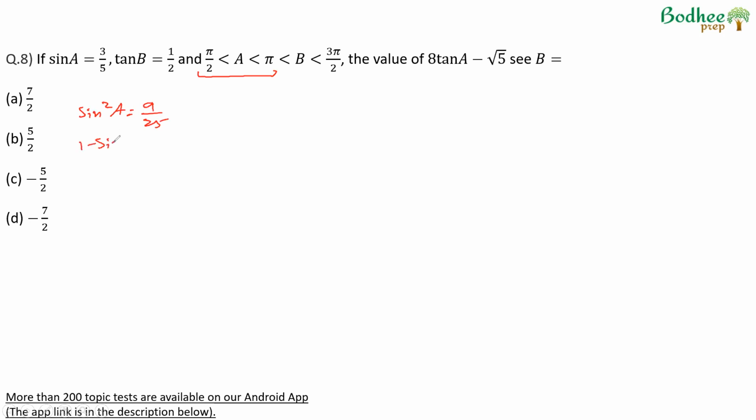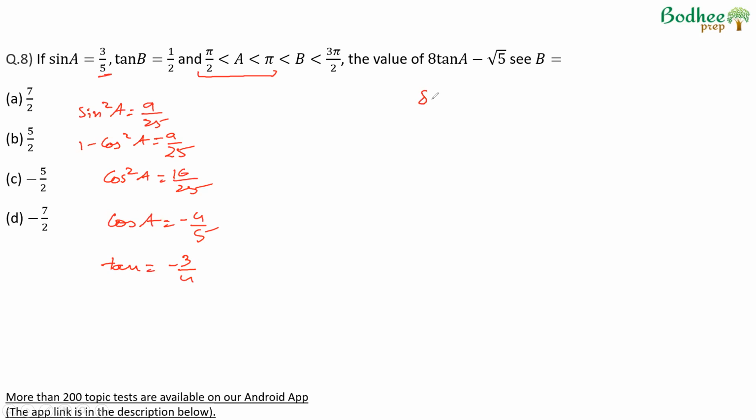Sine square A is 1 minus cos square A. So cos square A is equal to 1 minus 9 by 25, which is 16 by 25. And therefore, cos A is equal to the root of this, therefore minus 4 by 5, because A is in the second quadrant. Tan A is nothing but sin A upon cos A, therefore minus 3 by 4, that is 3 by 5 upon minus 4 by 5.